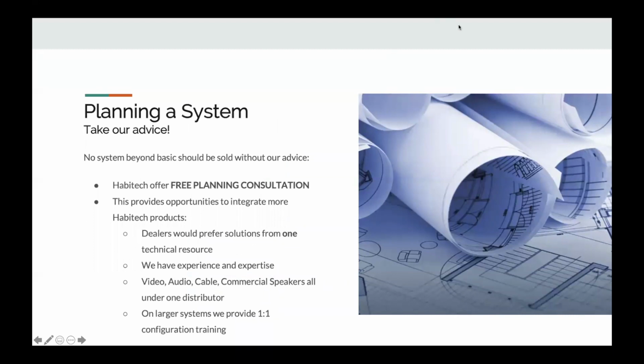So, system specification. We would always recommend you come to us for advice, specifically on your first installation. Commercial audio systems are very different to residential, and we're very fortunate to have an expert in John Perry, who's been in the commercial audio industry for 16 or so years, and he's been with many of the major manufacturers, which include Yamaha and Shure.